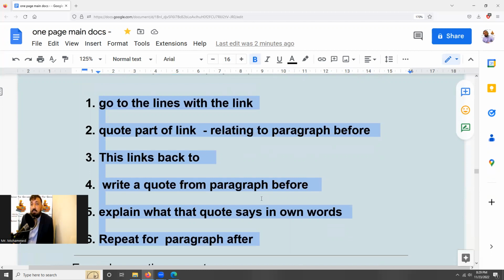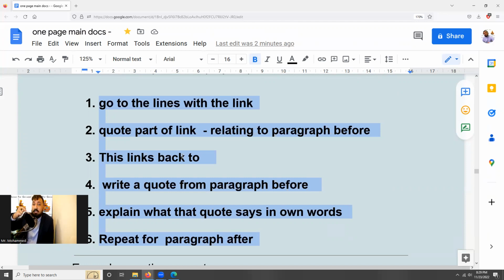Then once you've done that, you quote part of the link. And just to make it easy, we'll say you quote the part that links backwards. Then you say this links back to.